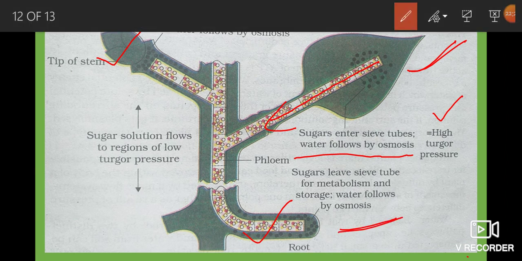In roots, sugars leave the sieve tube for metabolism and storage. Water follows by osmosis and enters the xylem. It is a continuous process.